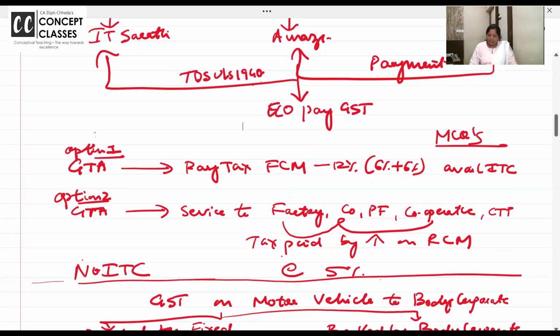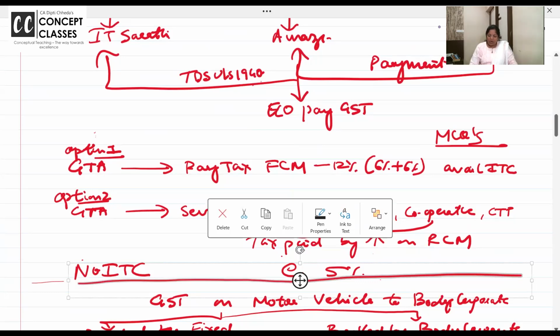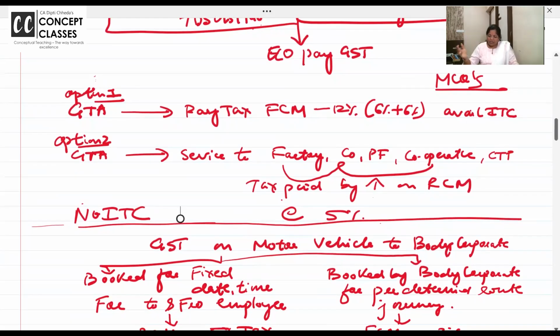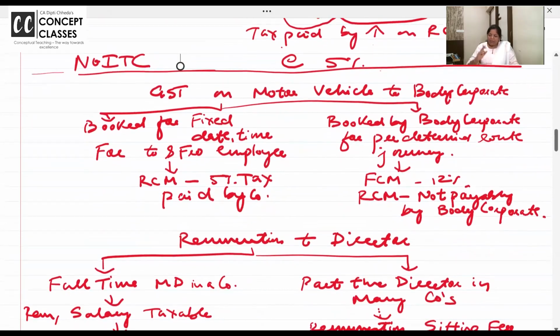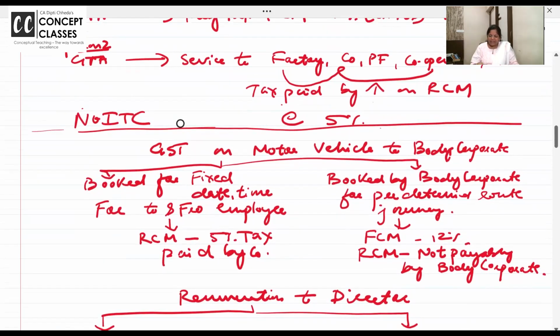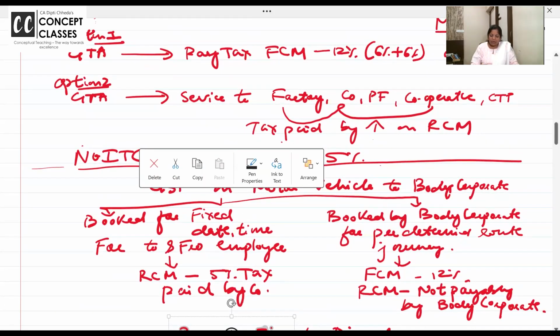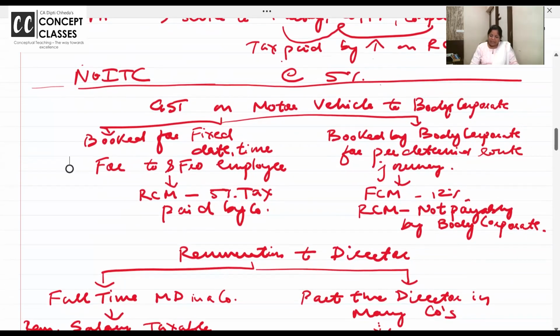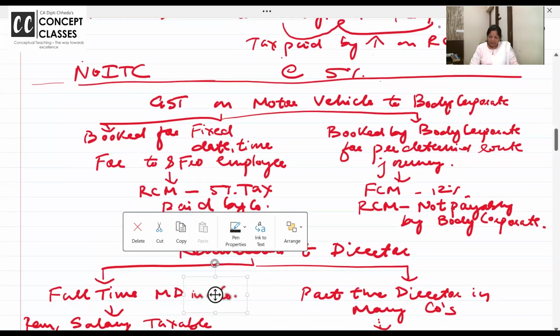Acha, goods transport agencies, they have option either to pay forward charge 12% or if they give service, let the others recipient pay. Whoever is receiving the goods from goods transport agency can pay the tax on RCM basis at the rate of 5%. But when you pay the tax on RCM basis here, okay, no input tax can be availed. Okay? Same as the GST on the motor vehicle.